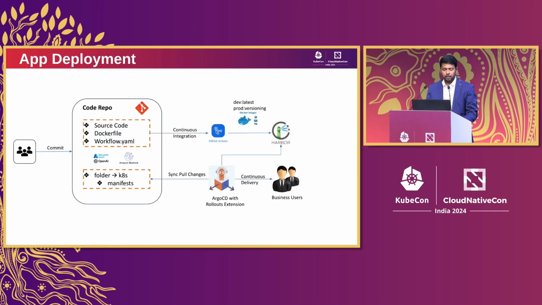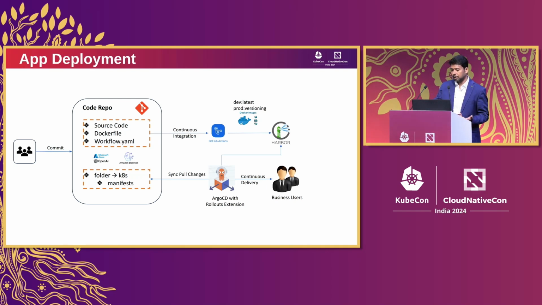Coming to application deployment, the project team uses ArgoCD. Here in the GitHub code, we have two sections. The first section contains source code, Dockerfile, and YAML files. Whenever users push the changes, continuous integration will get triggered, and in the GitHub Actions, users will build the images and then push the images into Harbor.